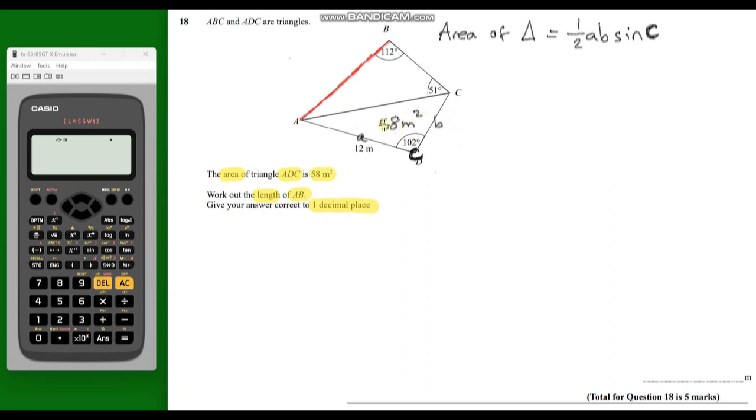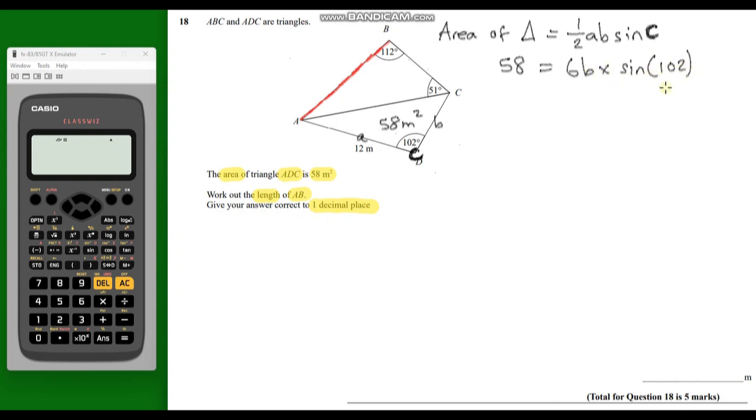Now, we've got all of the information apart from b. Notice we've got the area, we've got the angle, we've got a, we just need to calculate b. So let's put all of this data into our formula. So the area, well, that's going to be 58. That's going to equal a half times a. A half of 12 is 6. So 6 times b times the sine of C. Well, C is 102 degrees. So 102.